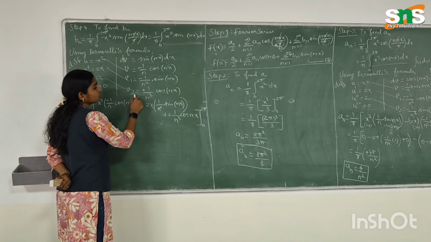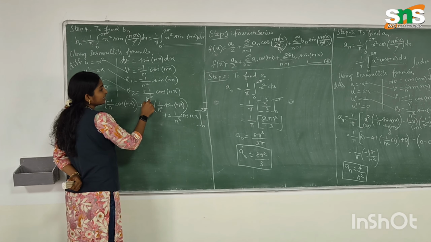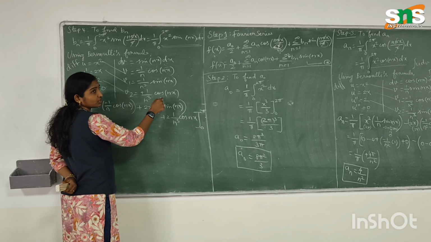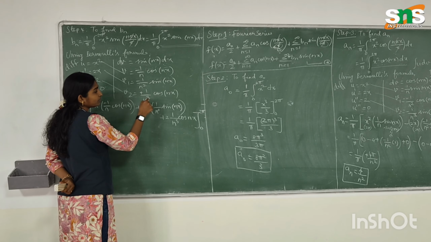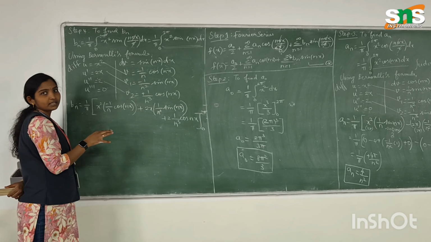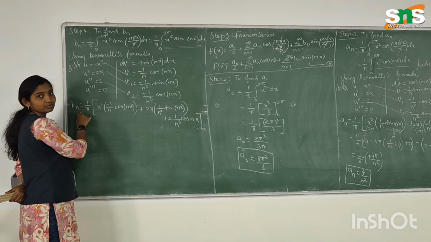So now what is v2? v2 is plus 1 by n cube, this minus, and on integrating this sin nx, you will have 1 more minus. That will combine and that will become 1 by n cube into cos nx. Now we have found all the values of the required Bernoulli formula. So we are going to substitute it.